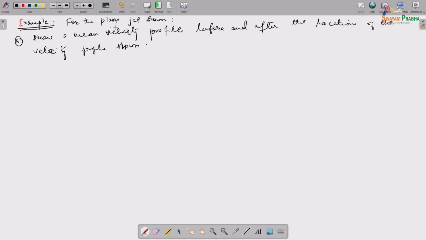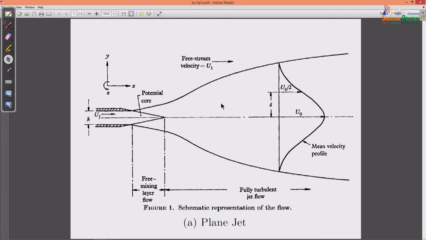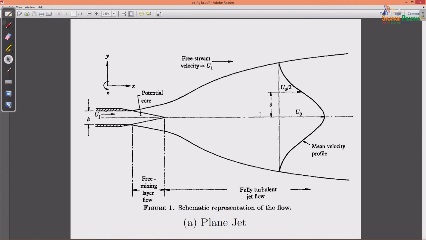Let's see what we are talking about here. You're almost wondering what sort of a question is that. So I have a jet which is coming in, and there is a velocity profile shown here somewhere, where the developmental length is all done. So we have a fully turbulent jet flow in this region, and the velocity profile is shown. Now if I had to draw a velocity profile just before and after this location, how would I draw it, and what should I consider?